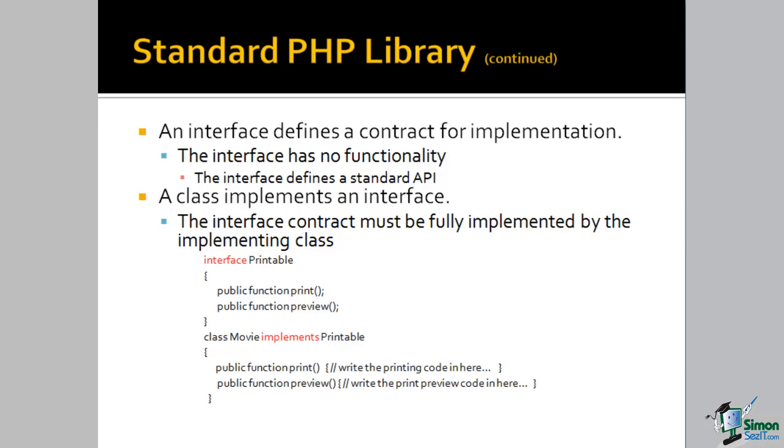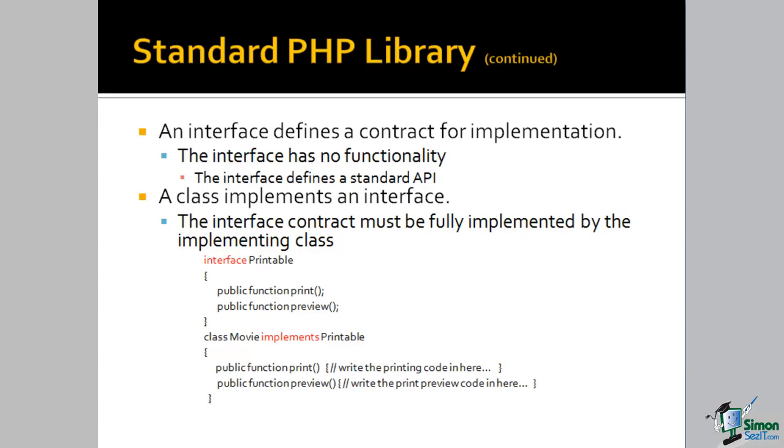So we have two new keywords: interface, which identifies the software construct, and implements, which is used in conjunction with our own classes that we're creating, identifying for the PHP preprocessor that our class will be implementing or providing the functionality for the interface that's named after the keyword implements.